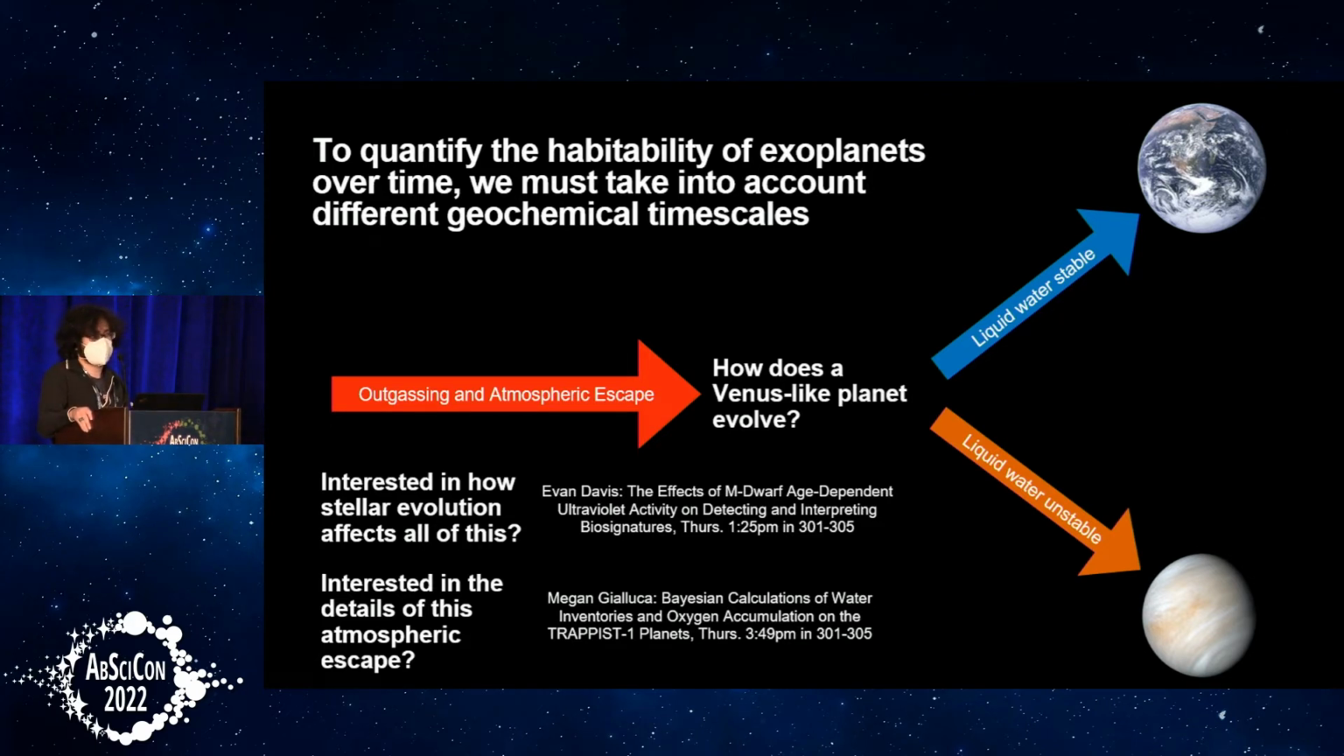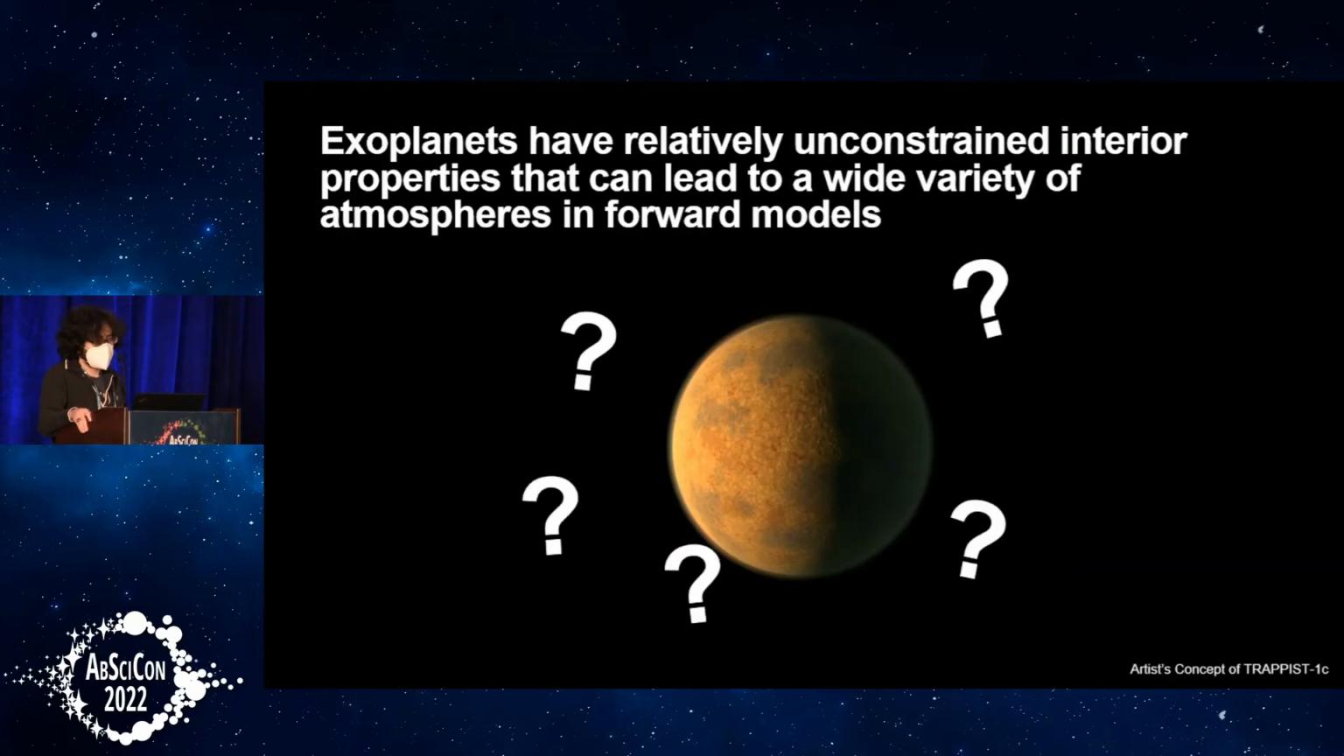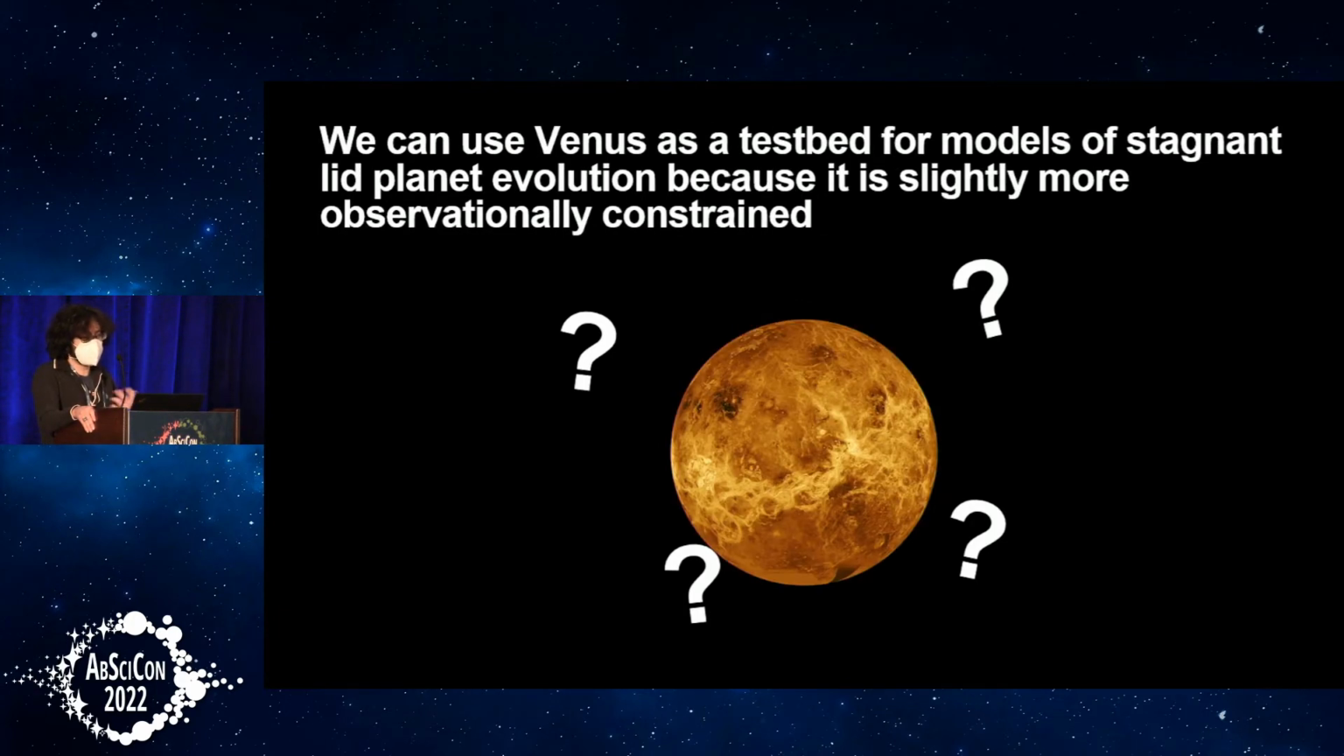So in order to take into account these geochemical processes, we want to model exoplanets. The issue with that is that exoplanets have relatively unconstrained interior properties that can lead to a wide variety of atmospheres and forward models. There's just not a lot we know about the interiors of these planets. So this is where the solar system comes in. Instead of looking at exoplanets, we can use Venus as a test bed for models of stagnant lid planet evolution because it's slightly more observationally constrained. There's not a lot we know about Venus, but we know more about Venus than we do about basically every other exoplanet out there.